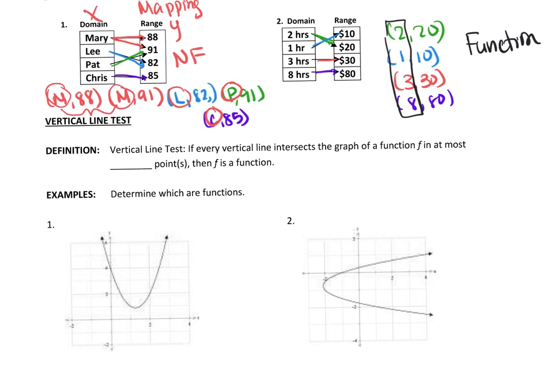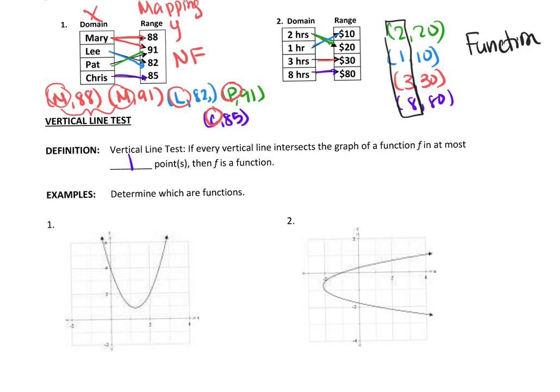From a graph, we use what's called the vertical line test. And the vertical line test works because the vertical line is actually checking the x values. If every vertical line intersects the graph of a function f in at most 1 point, meaning you can only touch it at 1 point, then f is a function.